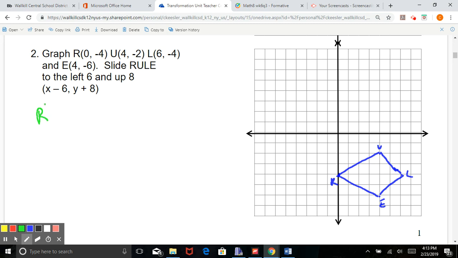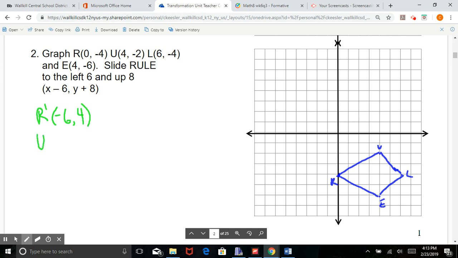We have R prime. It's really important that you put a prime sign next to the one that has been transformed. So if we do 0 minus 6, we get -6. If we do -4 plus 8, we get +4. Then U prime. 4 minus 6 is -2. And -2 plus 8 is +6. L prime. 6 minus 6 is 0. And -4 plus 8 is +4. And E prime is going to be 4 minus 6, which is -2, and -6 plus 8, which is going to be +2.